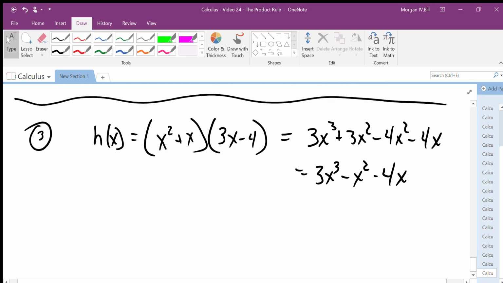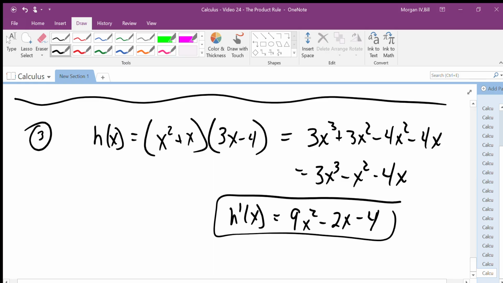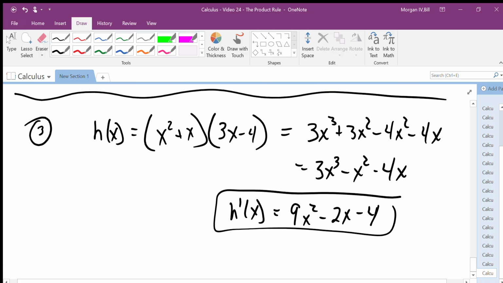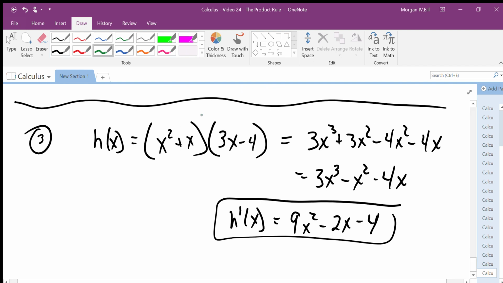And then I would take the derivative. Okay, well, h prime of x is equal to 9, not 27. 3 times 3, 9. 9x squared minus 2x minus 4, done. That's how I'm solving the problem if I get my choice. But since we're practicing the product rule, let's consider the first parentheses here my f function, the second parentheses the g function.